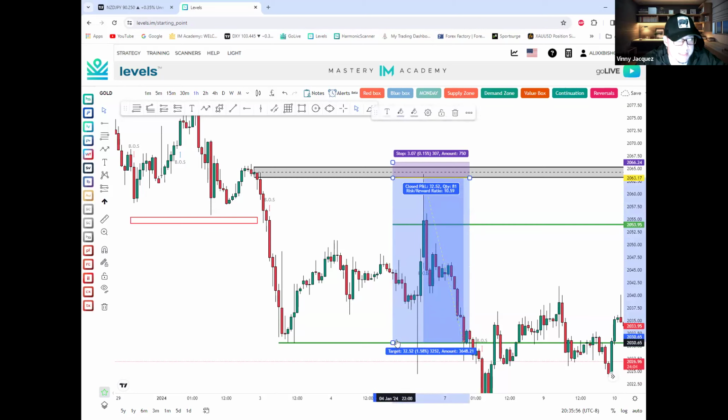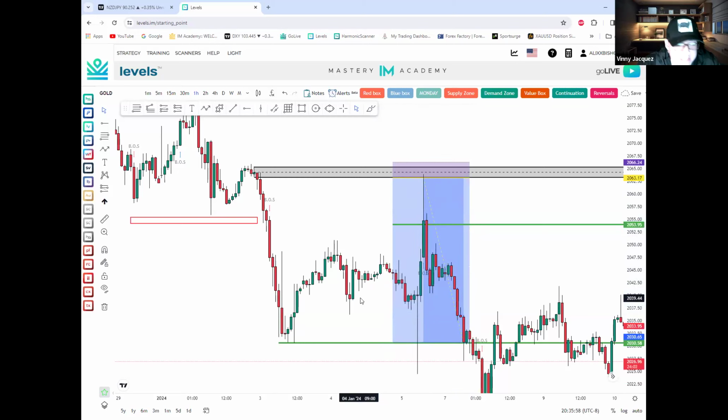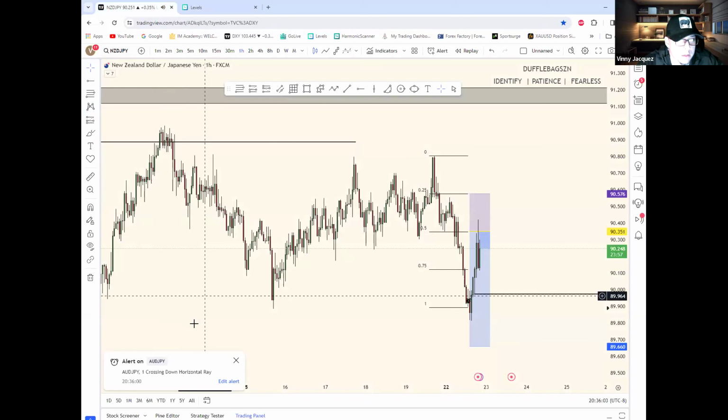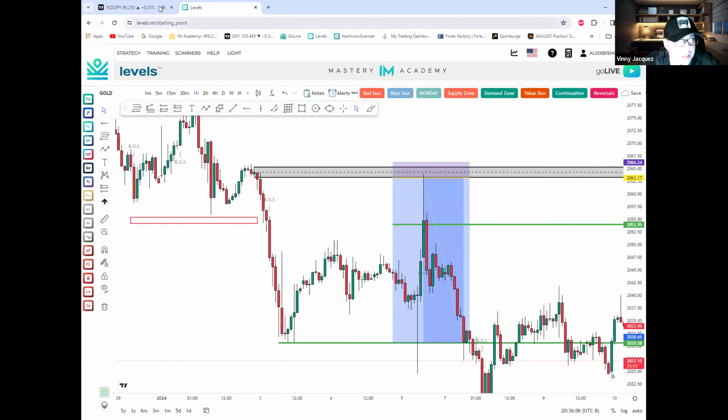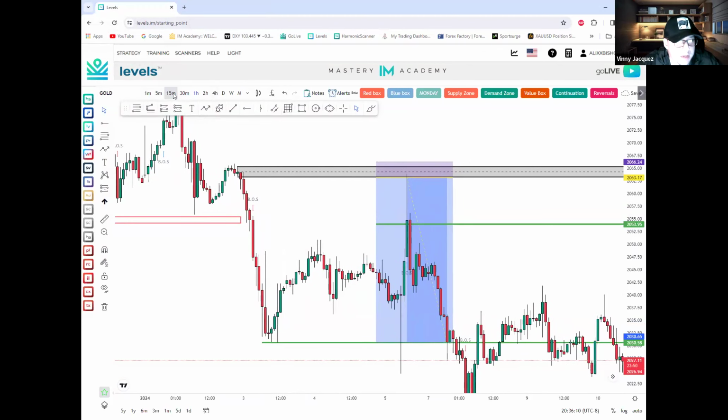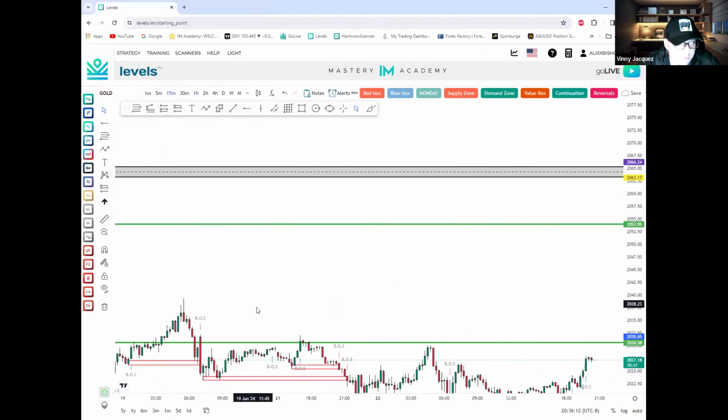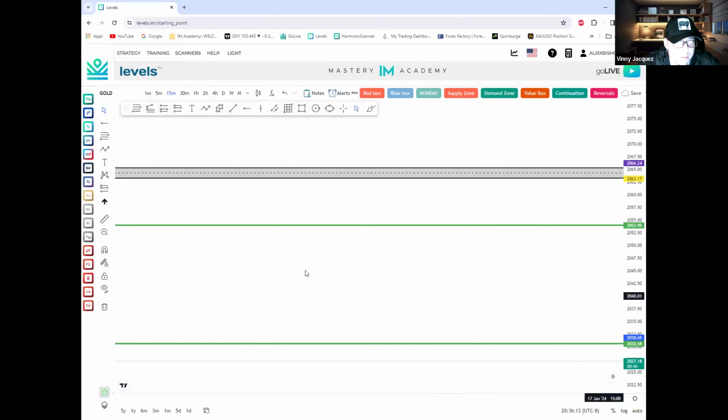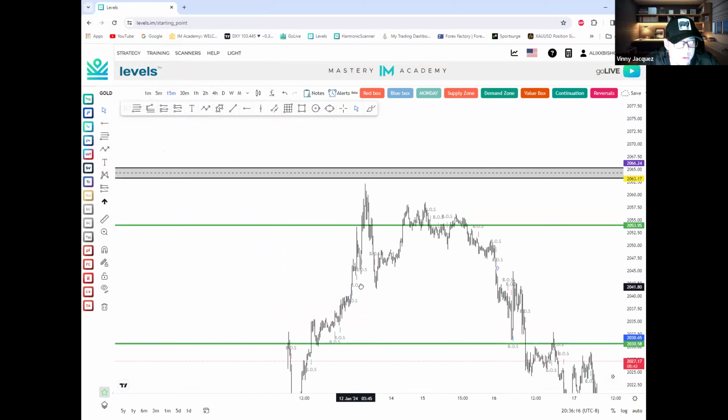Sometimes, guys, the setup isn't going to be that pretty. It's not going to be so easy. You guys can see it, right? That's been bugging all day. I need to fix that alarm. Let's delete that. Okay, so let's drop down to 15. We need to see some type of pullbacks in here. Where are we at?